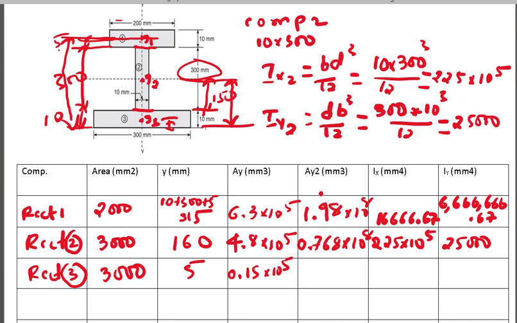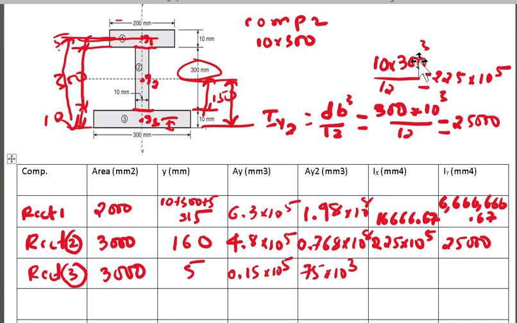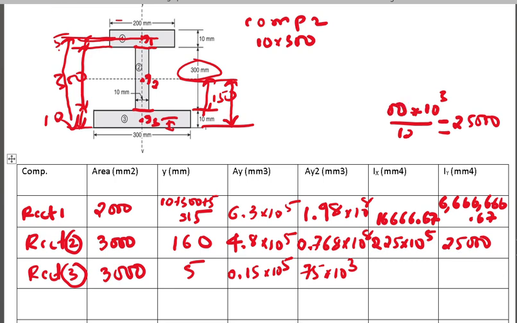In the same way, Ay into y, you will get 75 into 10 to the power of 3. Now calculate the values of Ix3 and Iy3. What is the formula for Ix? Ix is bd cube by 12. And what is the formula for Iy? That is db cube divided by 12.